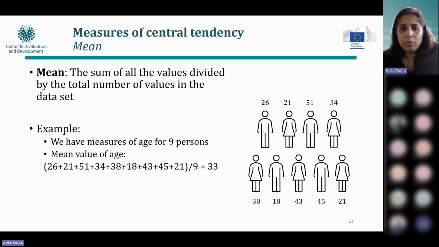To give you an example, we are looking at 9 individuals, male and females. Their age is basically given right on top of their heads or below their feet, as you can see here. So we have the age of each of these 9 individuals. If we were to now generate the mean, or the average, as you often hear in reporting, the mean age for this group would simply be summing up all the ages and then dividing it by the number of individuals, which here is 9.